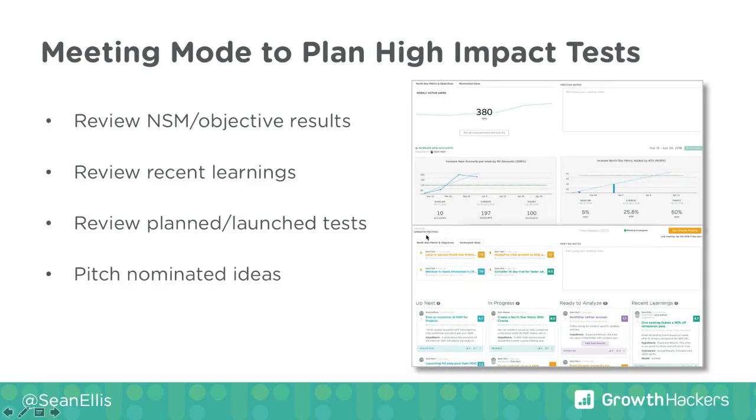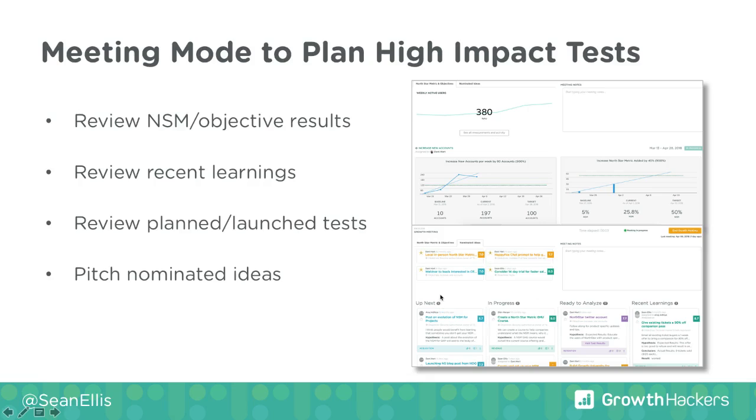And then those nominations actually appear in a specialized meeting mode dashboard. Ultimately, the growth meeting is a big part of how you set the cadence for your team, how you process the learning, and ultimately decide which tests you're going to run. And so we aggregate all of that relevant information around your NorthStar metric, progress against your key objectives, any of the recent learning. So each sprint that's going to update with anything that's been added to the knowledge base.